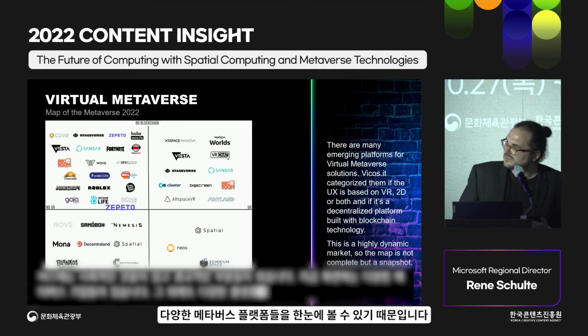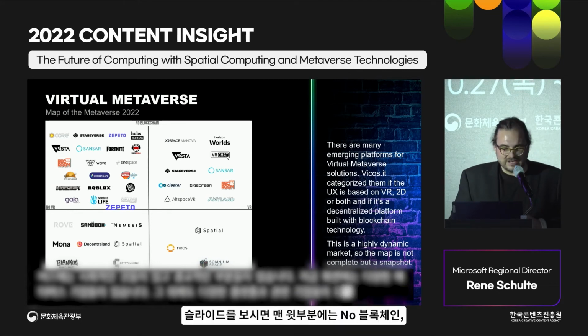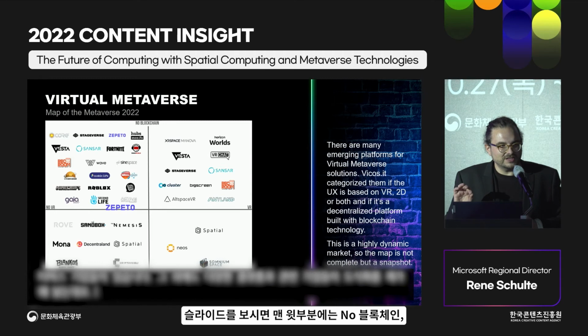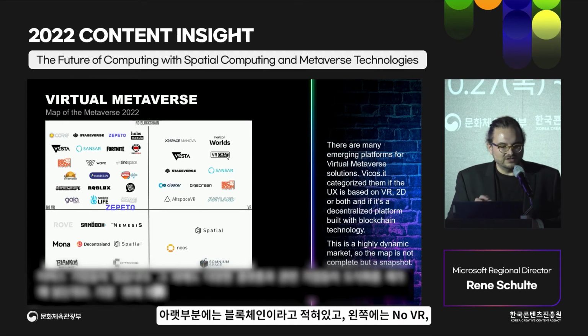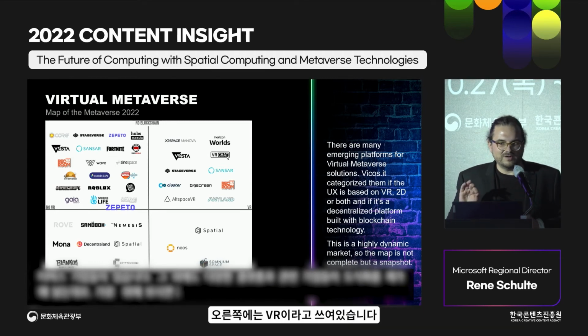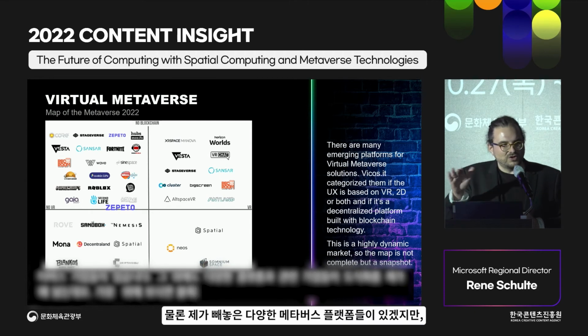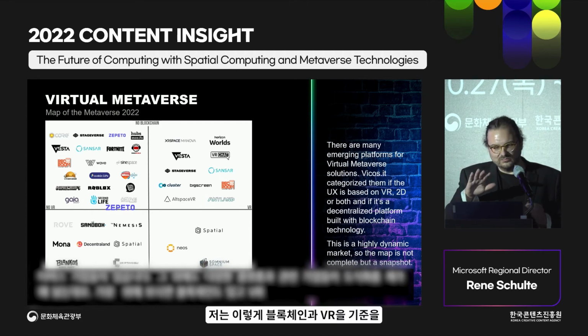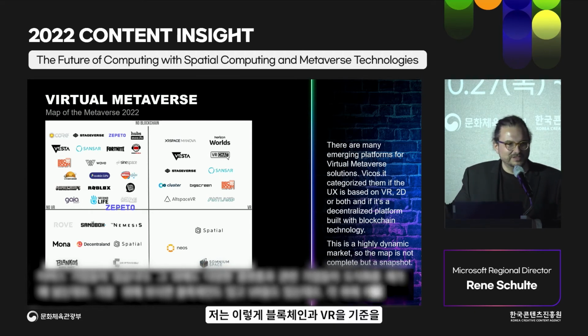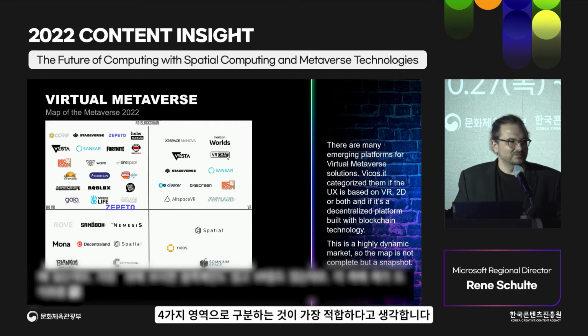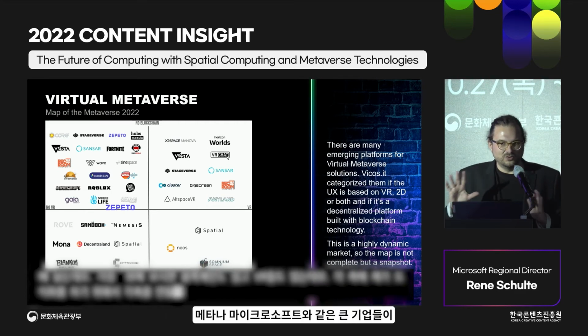As you can see on the slide, at the top it says no blockchain, and at the bottom it says blockchain. On the left it says no VR, and on the right it says VR. So these 4 quadrants are a good way to categorize it. Of course, it's not fully complete. Surely I miss a bunch of platforms in here, but you see the coarse direction.